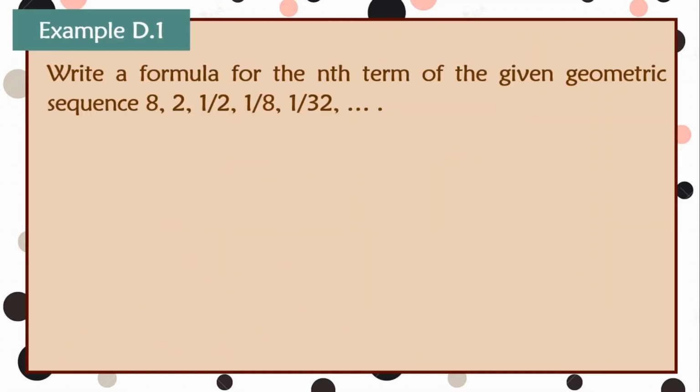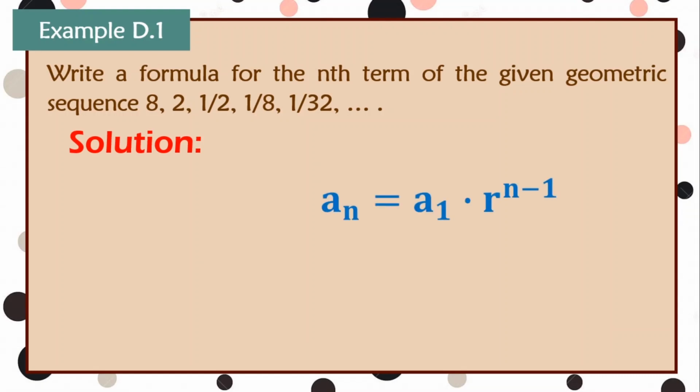Let's have an example. Write a formula for the nth term of the given geometric sequence: 8, 2, 1/2, 1/8, and 1/32. So, for our solution, we're going to use the general term for a geometric sequence, that is a sub n is equal to a sub 1 times r raised to n minus 1. To write the formula for the given geometric sequence, we need to find the variables.